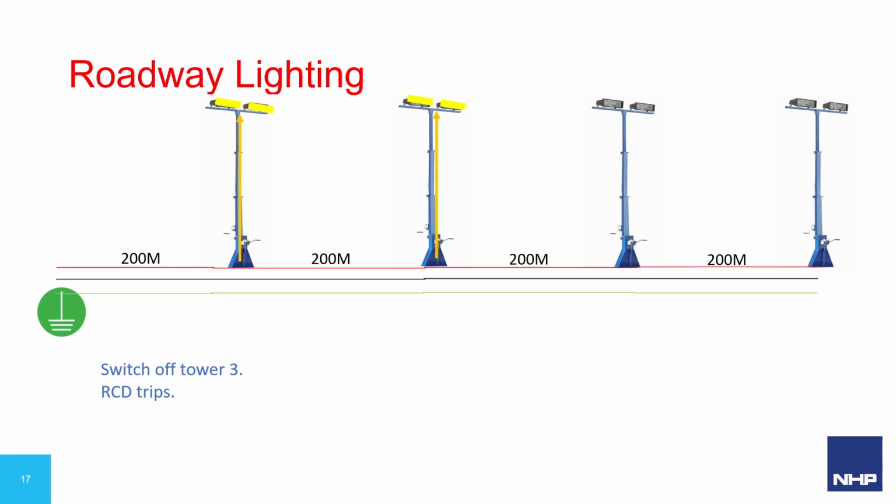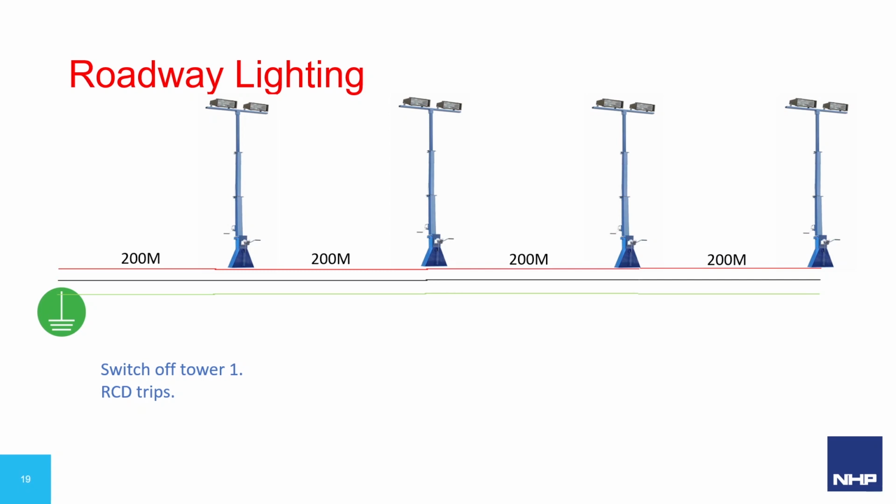But in this case again the RCD tripped. The contractor isolated the lights in tower number 2, but again the RCD tripped. He then isolated the lights on tower 1, but the RCD still tripped with no current flowing in the circuit. So what could be the issue? Leakage in the cables and in the conduits. Could that be the case?